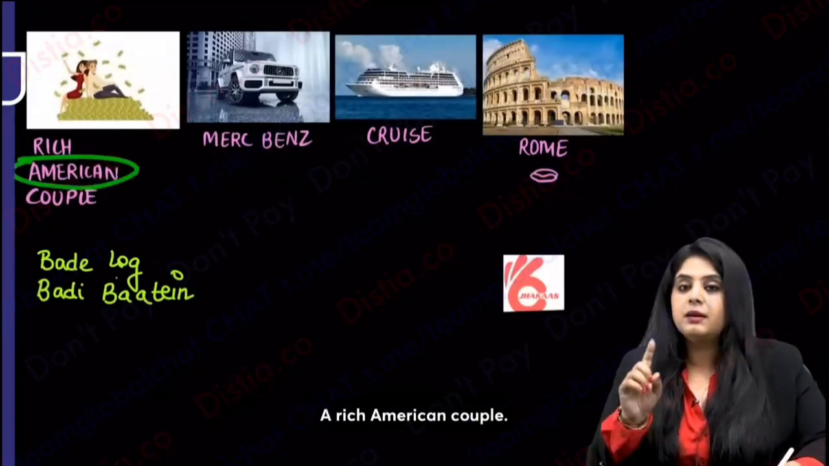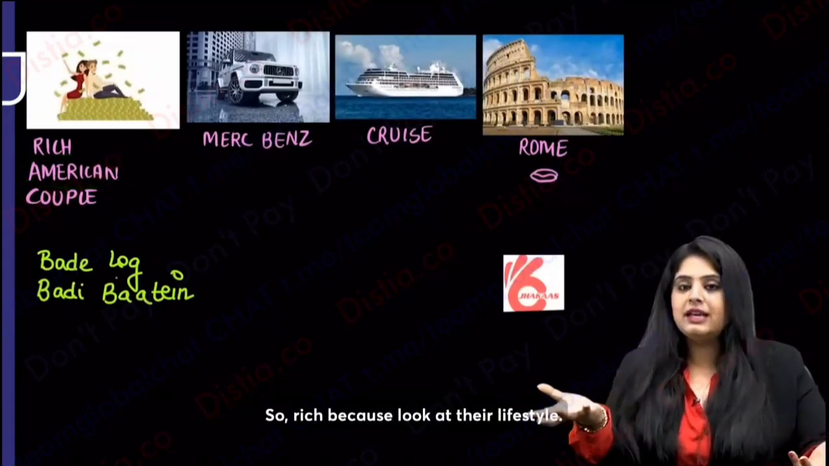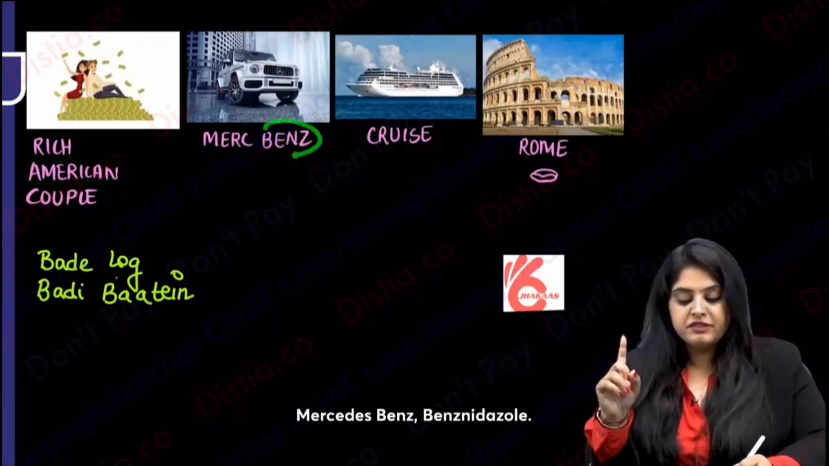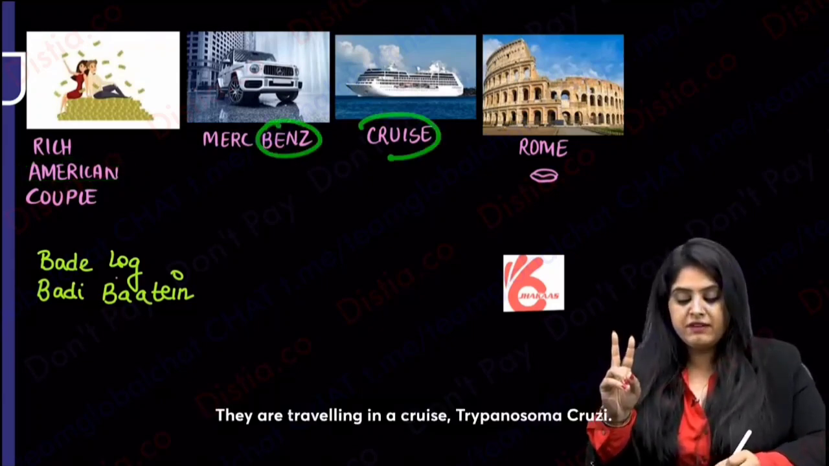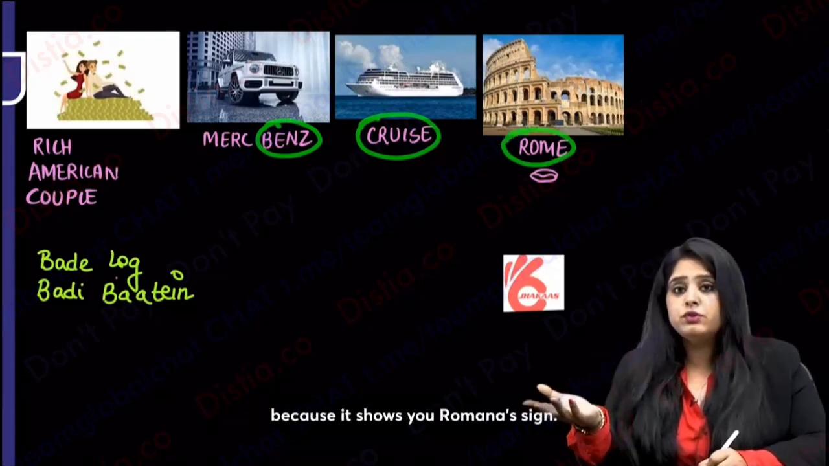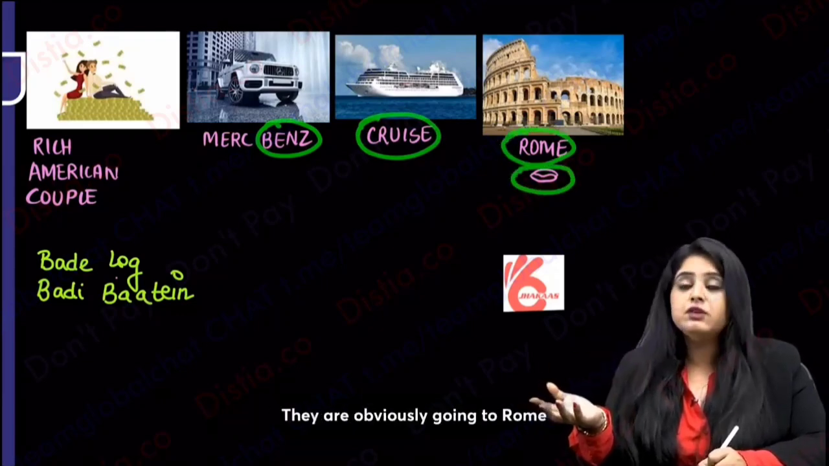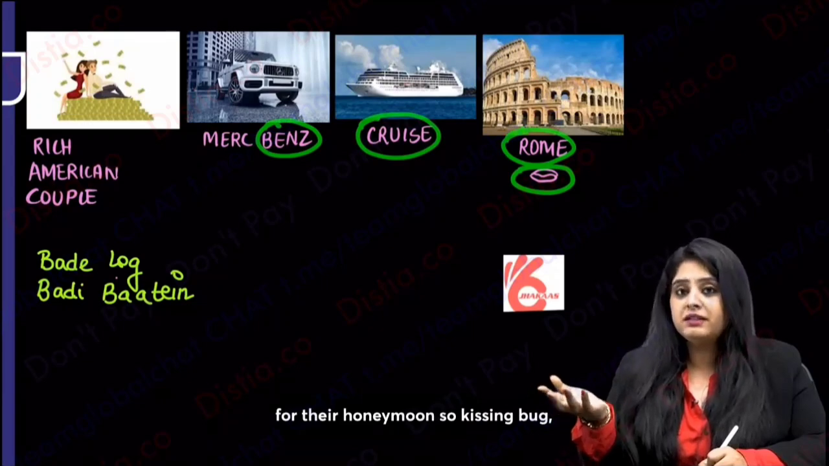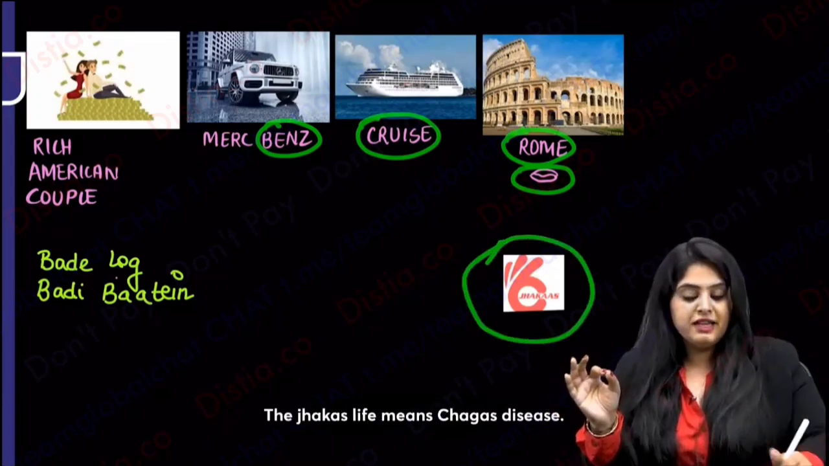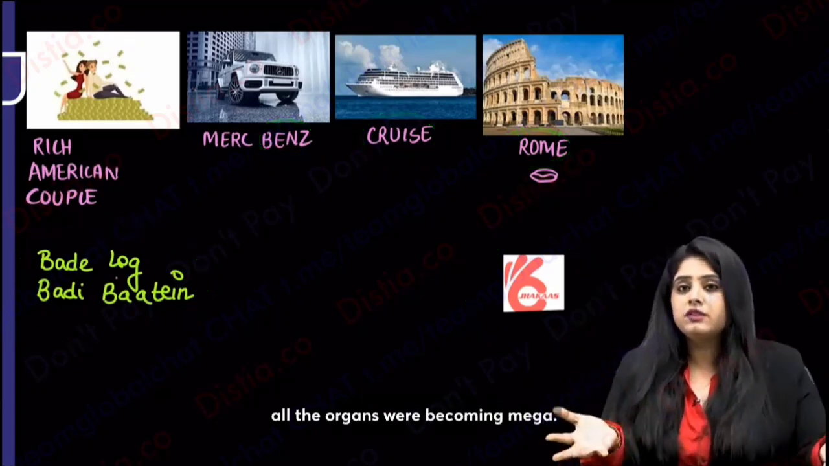A rich American couple, so rich because look at their lifestyle. So rich American couple, American trypanosomiasis. Mercedes-Benz, benznidazole. They are traveling in a cruise, Trypanosoma cruzi. They are going all the way to Rome because it shows you Romana sign. They are obviously going to Rome for their honeymoon. So kissing bug, triatomine bug causes it. The jackass life means Chagas disease. And bade log badi baatein, all the organs were becoming mega.